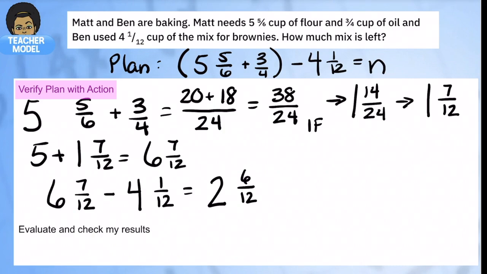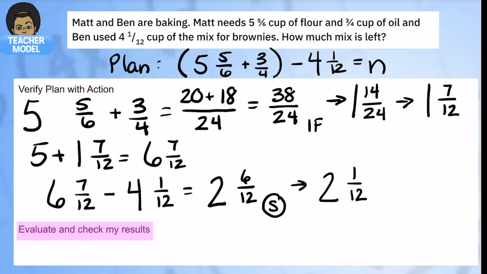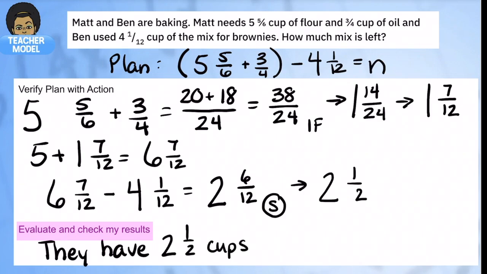It's not improper, but we do have to simplify it. So I'm going to put my little S there to simplify it. 6 goes into both. So 2 1/2. That is my final answer. So let's put that in there. They have 2 1/2 cups of mix left.